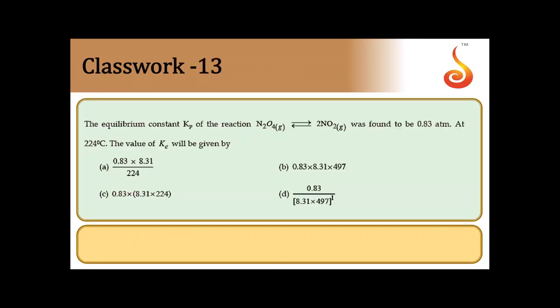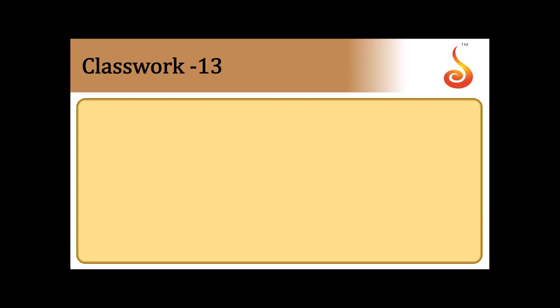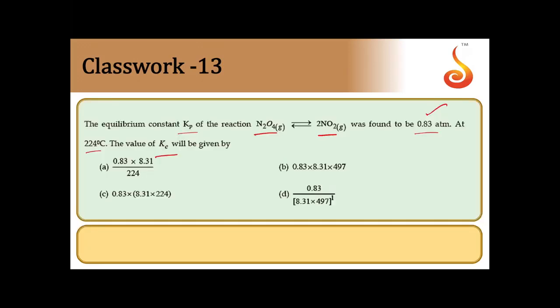13th one. The equilibrium constant Kp of the reaction N2O4 giving rise to 2NO2 is found to be 0.83 at 224 Celsius. The value of Kc is? So the Kp value is given to us, and they ask us the value of Kc. The direct formula we have is Kp is equal to Kc into (RT) power delta n. So we require the value of delta n here.